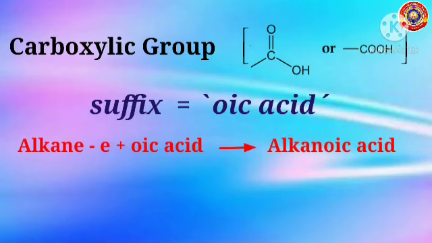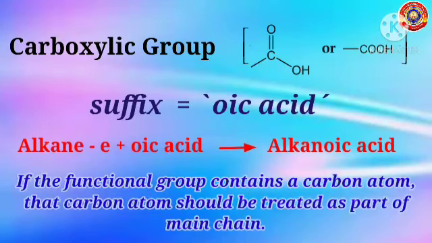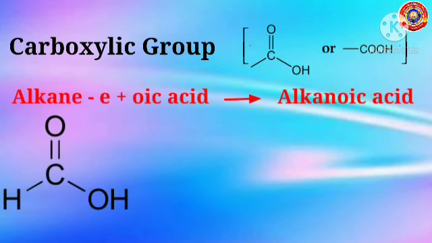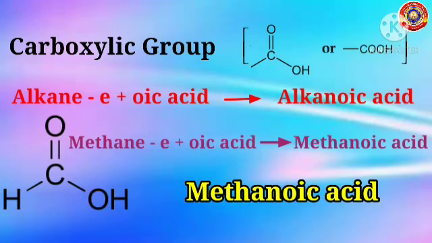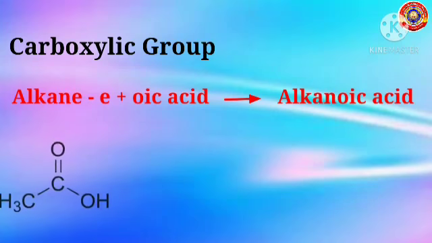Always remember, if the functional group contains a carbon atom, that carbon atom also should be treated as a part of a main chain. For example, consider the alkanoic acid HCOOH. There is only one carbon atom in this compound and that carbon is a part of a main chain. Hence the IUPAC name of the compound is, as per the rule, methane minus E plus oic acid gives methanoic acid.